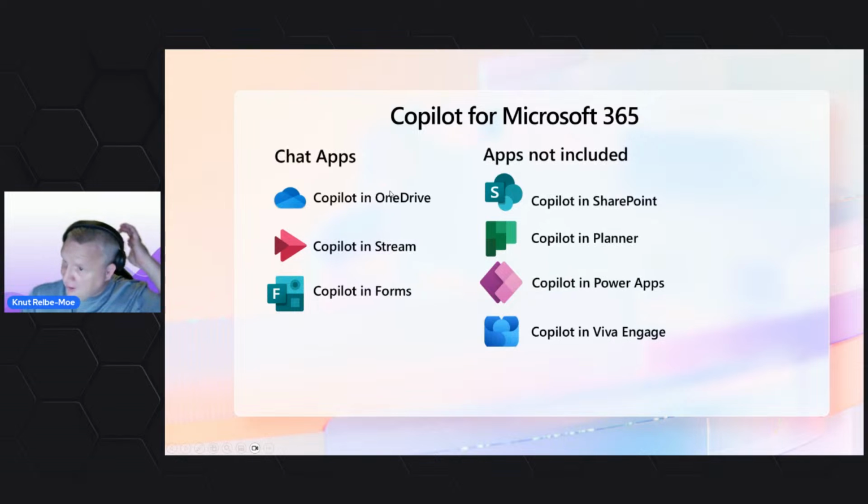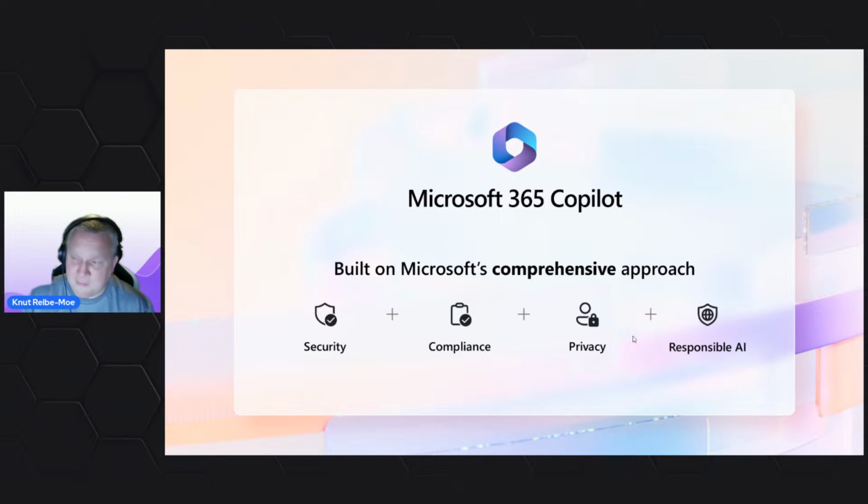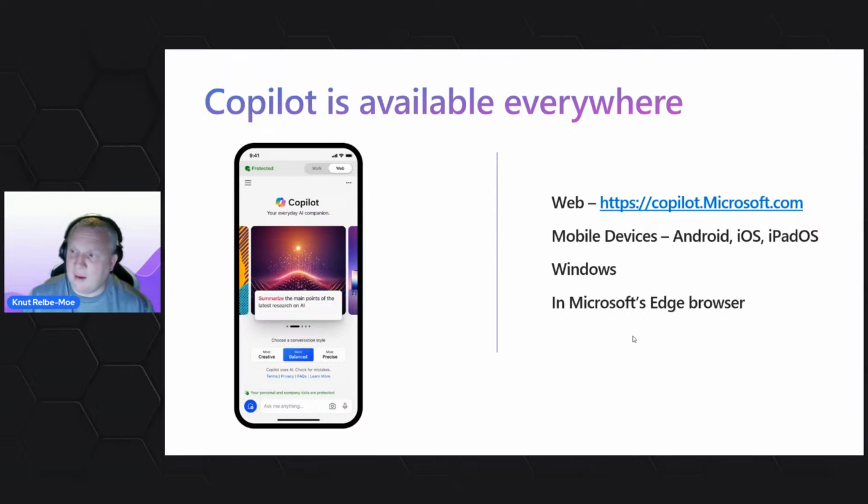And then we have some chat apps, and we also have some apps where Copilot is not included but that have their own Copilot. That is Copilot in SharePoint, Copilot in Power Apps, and Copilot in Viva Engage, which have their own solution around. I'm not going to go through the default Copilot slides here because Kamal already did that. But here you see the fact that yes, Copilot is available everywhere.